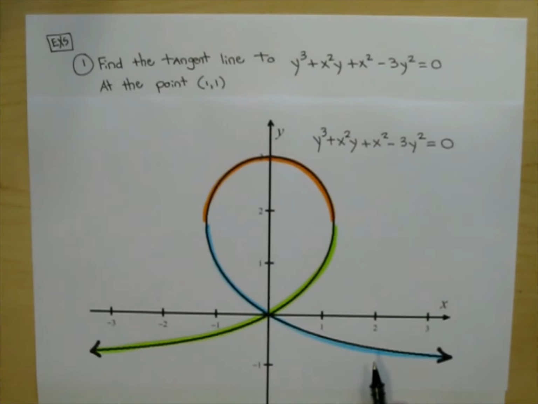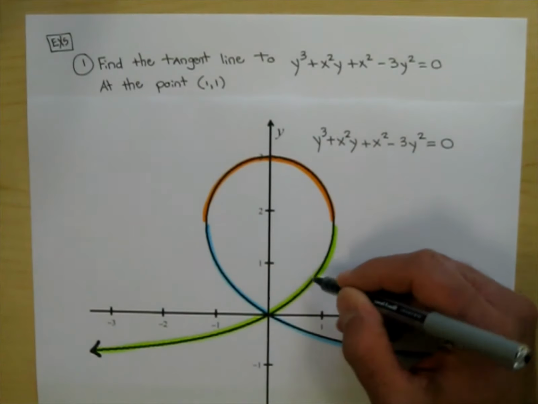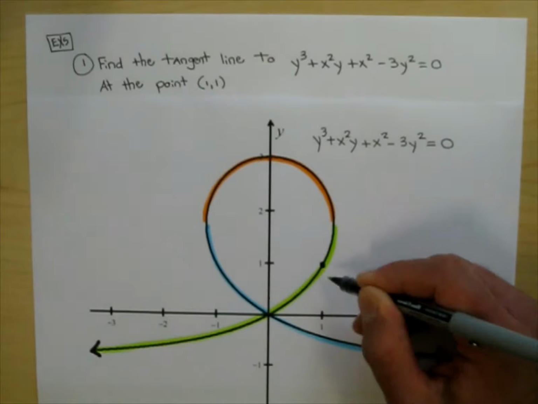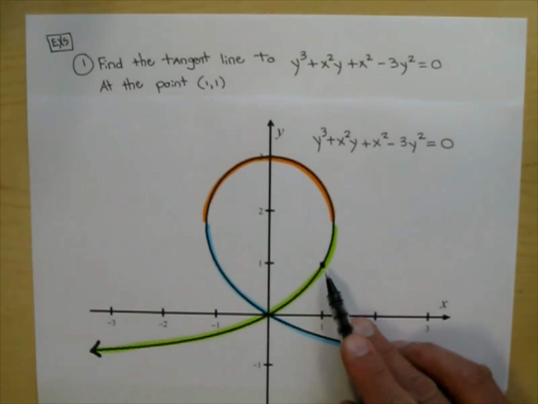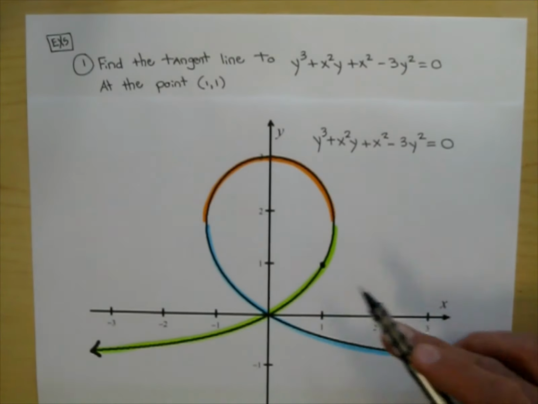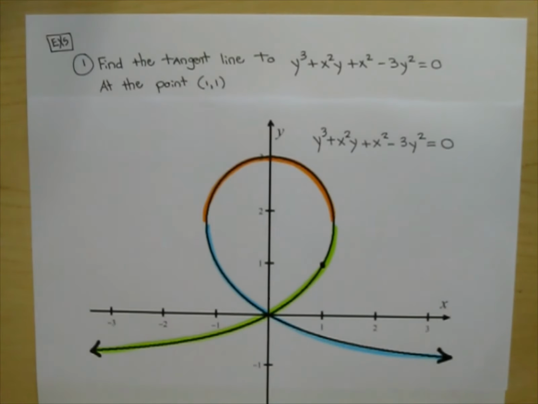What we want to do is there is the point 1, 1, which is right there. We want to find the slope at that point, and not just the slope, the tangent line. So what is the tangent line at that point? That's what we're going to do.